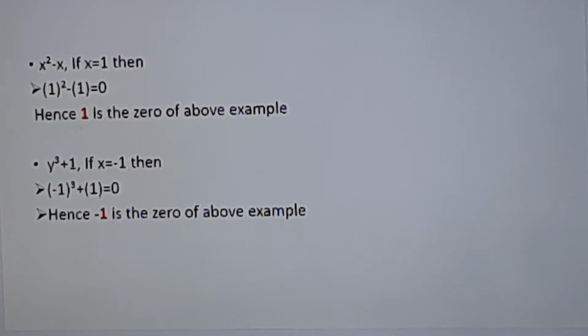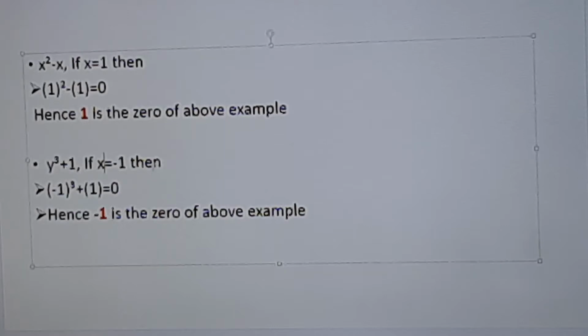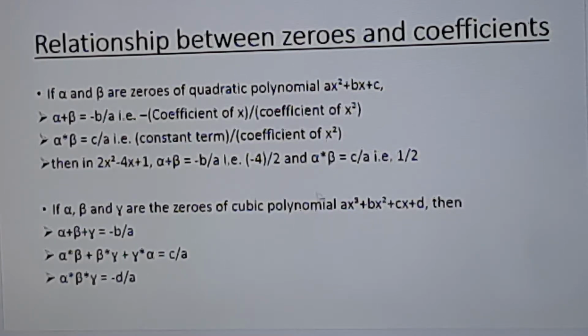And you can see the other example also, y cube plus 1, and on putting y equals to minus 1, we are getting polynomial equals to 0. So minus 1 is a 0 in this case. Now you have clear idea about the 0 of the polynomial. 0, root and solution are all same.